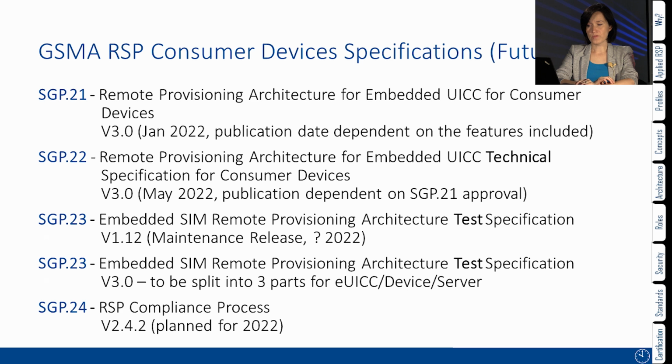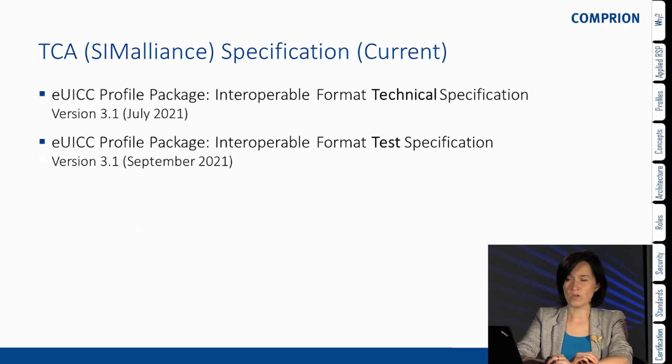SGP24, the compliance process, is planned as well, so to be updated, even for 2 versions: for the maintenance releases, and especially for this major change in version 3. Don't forget the SIMalliance specifications, because they are very important in this context. There are changes, especially to the 5G profiles.